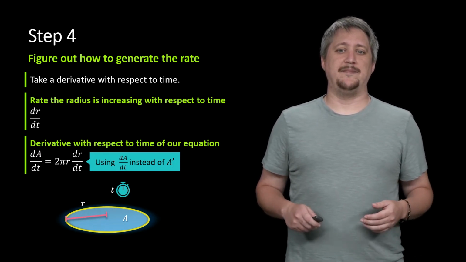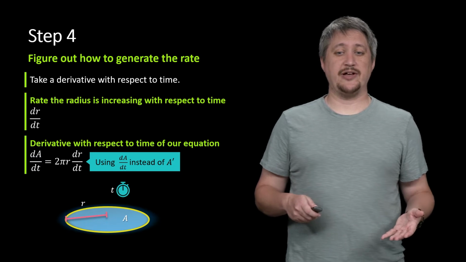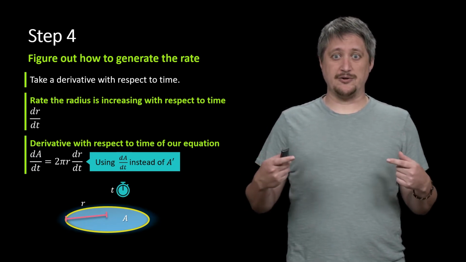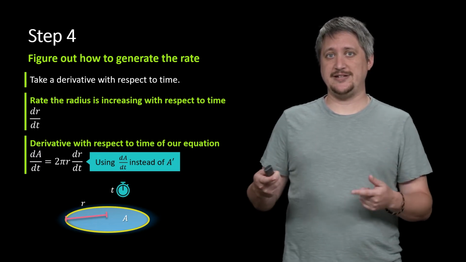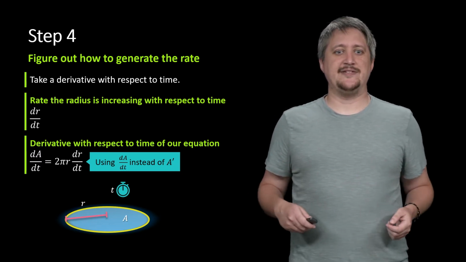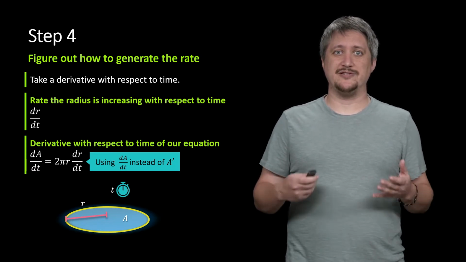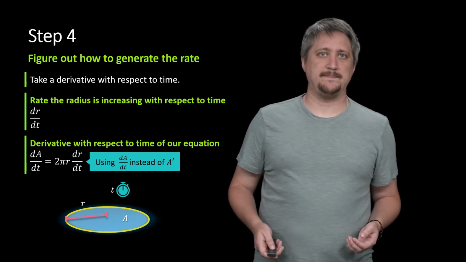So here I'm using this dA/dt rather than A prime because it's telling me where that comes from. It's telling me that I have that dt bit, this over time bit, instead of just having a prime, which doesn't tell me what it's with respect to. And that's a key element of this problem.